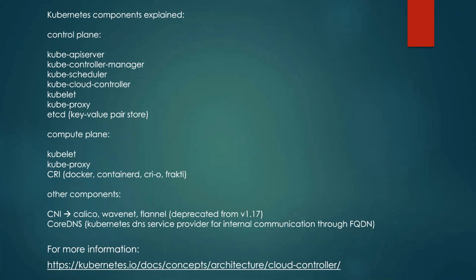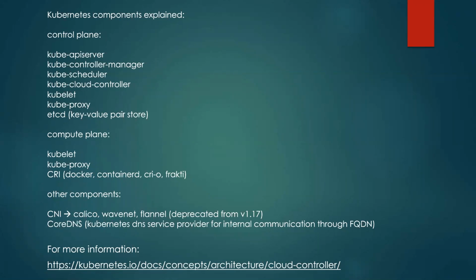Though it is not represented in the diagram, kubelet will be running on both the compute plane and the control plane. Proxy also will be running on the compute plane and the control plane. etcd, API server, controller manager, scheduler, and cloud controller manager will be running only on the control plane. On the compute plane, you can see there is a container runtime interface, like Docker, containerd, CRI-O, Kata. These are the components which are supported as a backend container runtime interface for Kubernetes.